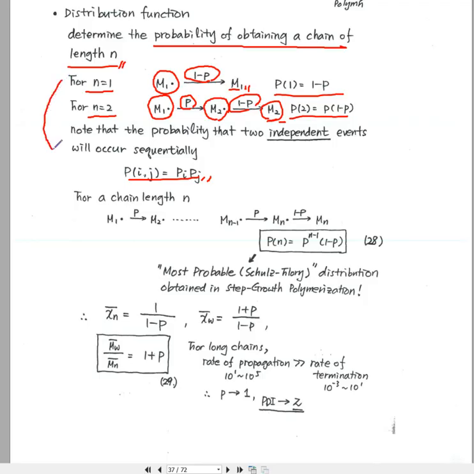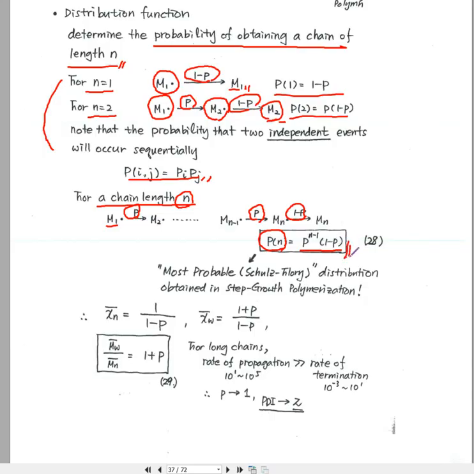So by following a similar approach, if you want to make a polymer chain with a length of n, you basically have to propagate n minus 1 times, and then that radical should die. So the probability that we obtain a polymer chain of length n by free radical addition polymerization is equal to p to the n minus 1 times 1 minus p.